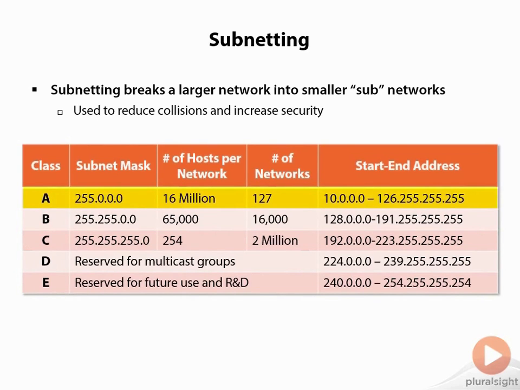Class A networks are for very large organizations, 16 million hosts per network. 127 of those Class A networks exist. Class B networks are for medium-sized organizations, 65,000 hosts per network, and there are about 16,000 of them. And then for Class C, we have small to medium-sized networks, 254 hosts per network, and there are 2 million of those. This is all referring to public IP addresses.